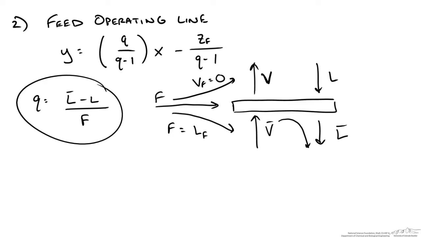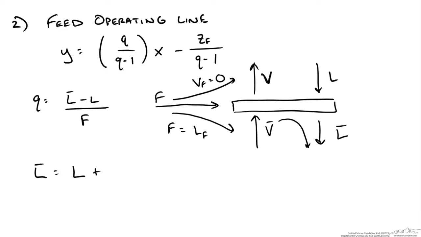So we know L bar is going to be equal to L plus our feed, F, plus, for every 6 moles of our feed, we condense 1 mole of our vapor. So we could say that it's also going to add 1/6 of our feed. We can use this information to plug into Q. This becomes Q is equal to F plus 1/6 F over F, and we get a quality of 7/6.